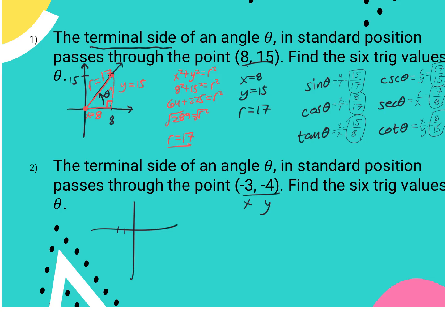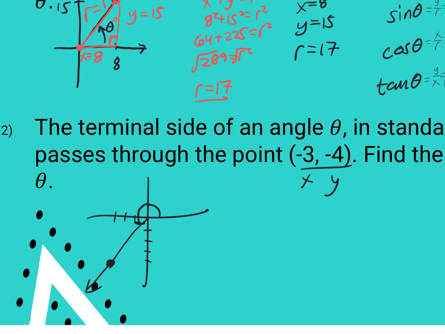So -3 and then -4 is going to get you a point somewhere right there. So I have that the terminal side passes through that point right there. So then it's going to go something like that. And then if I connect that point to the x-axis, we get a little right triangle. And then we can do our opposite, which is our y, our adjacent, which is our x, and then our hypotenuse, which is r.